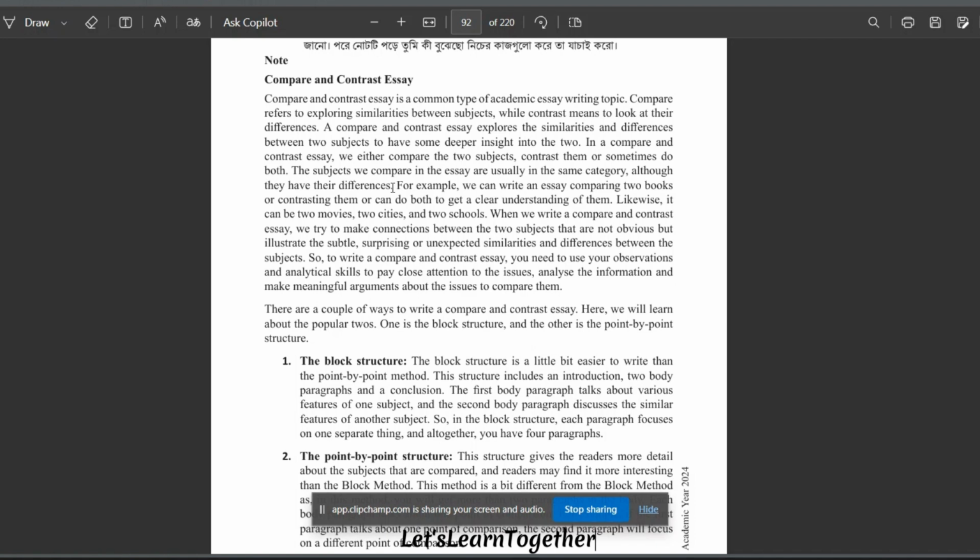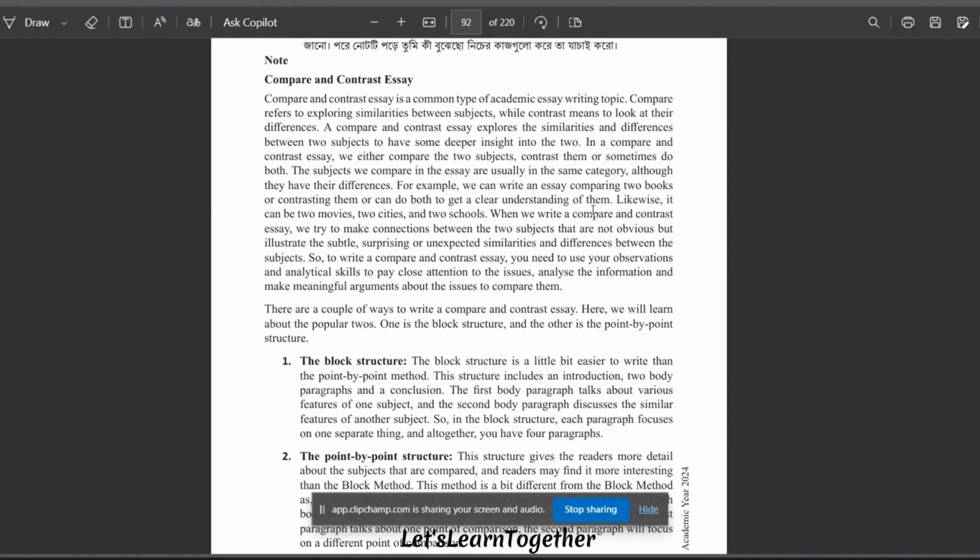You cannot write about viruses and, let's say, a table or a pencil. Okay, both the subjects have to be relevant to each other, but they will have specific differences as well. For example, we can write an essay comparing two books or contrasting them, or do both to get a clear understanding of them. Likewise, it can be two movies, two cities, or two schools. That means the category has to be the same.